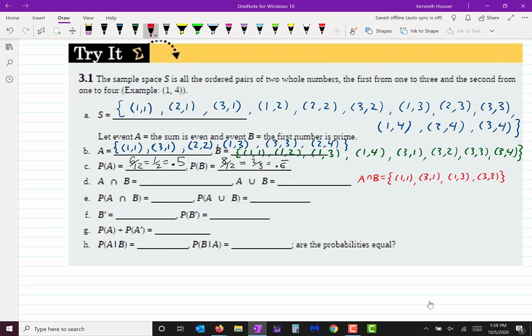There's 4 things in the intersection of A and B. There's 12 in the sample space. And so the probability of A intersect B, oh, what am I doing? Writing it on the wrong line. Sorry, this should be down here. So the probability of A intersect B is 4/12, or 1/3, or 0.3 repeating.